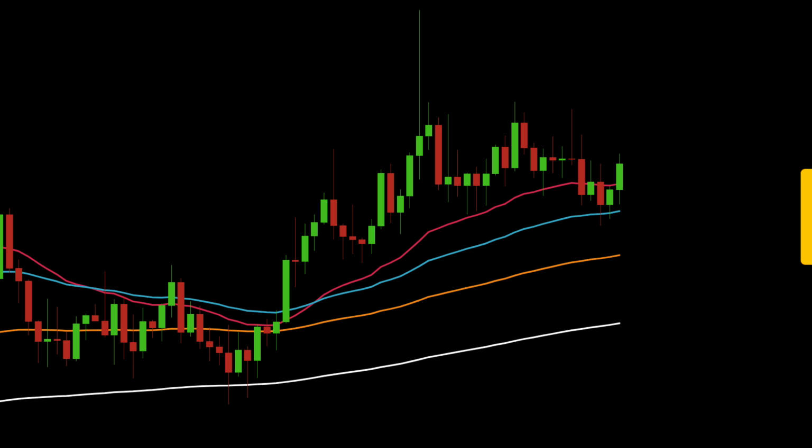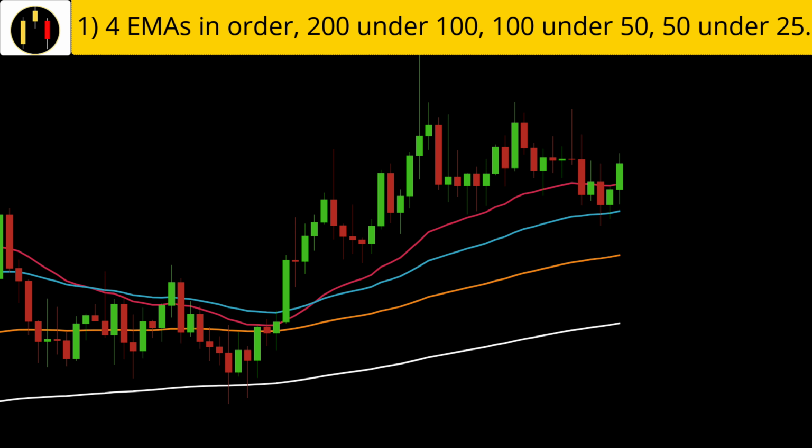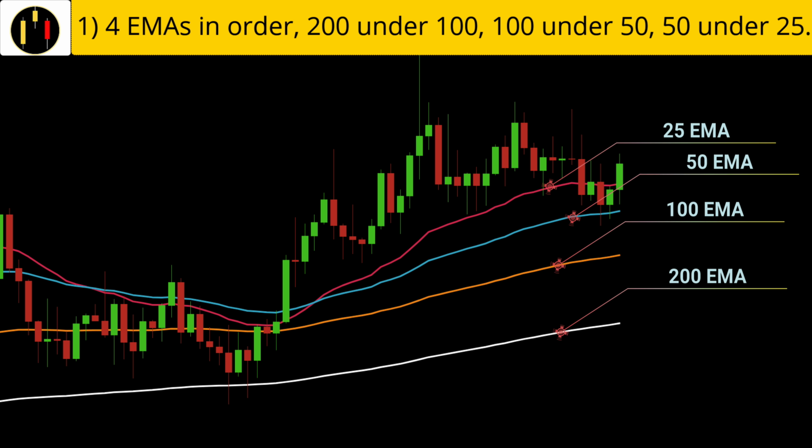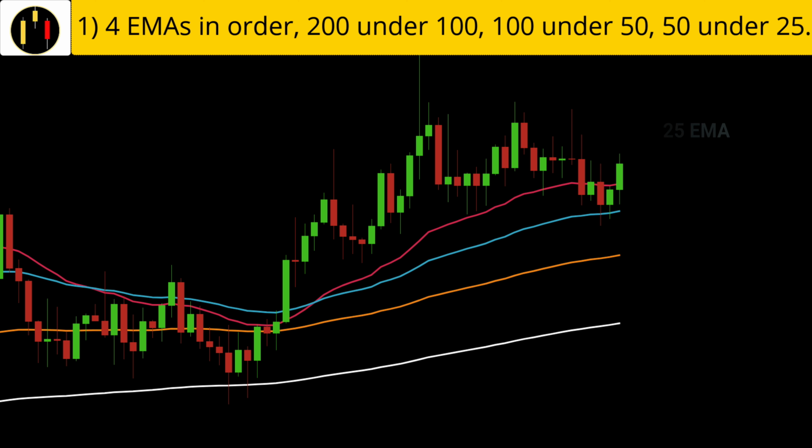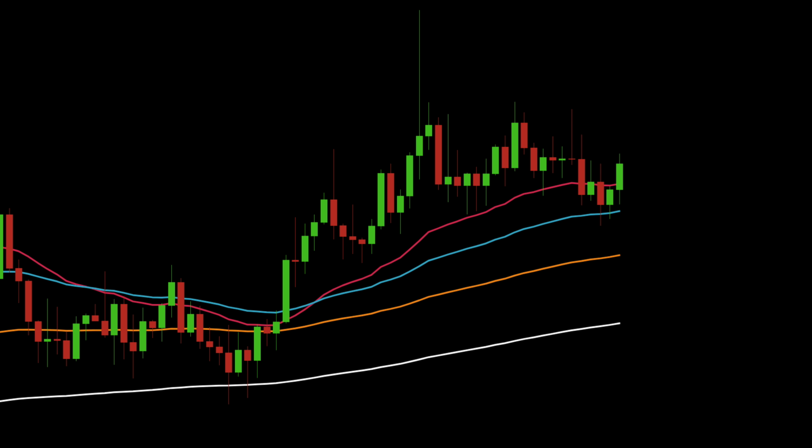More on that later. The rules to enter a long on 4 lines to profit are: first, the EMAs are spread out in order. The 200 at the bottom in white. Above the 200 is the 100 in orange. Above the 100 is the 50 in aqua, and the top EMA is the 25 in pink.